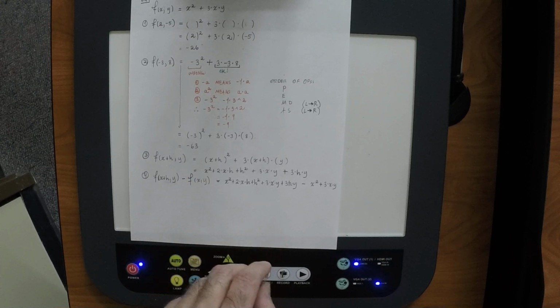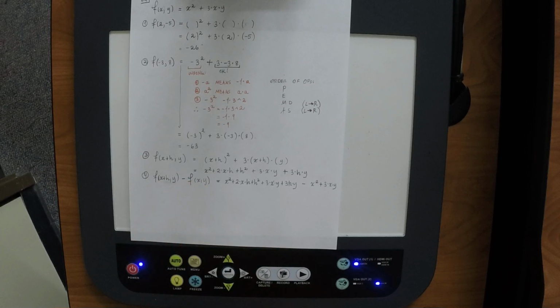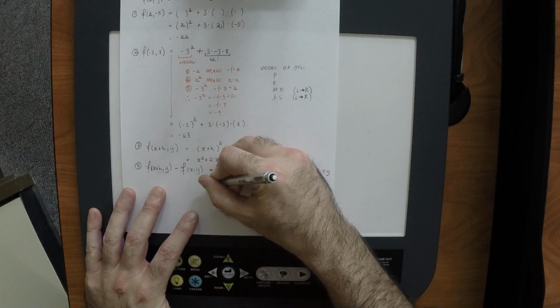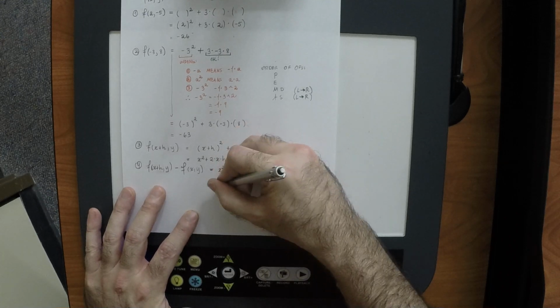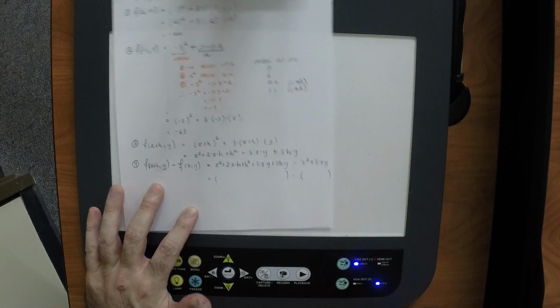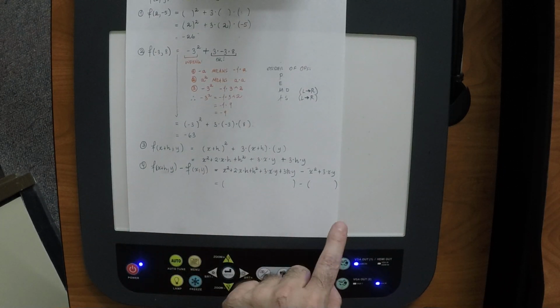So what I'm telling you is that this kind of substitution is just as necessary to use the same parenthetical structure as before. You should have a parenthetical structure that looks like this: blah minus blah. The one thing minus the other thing.